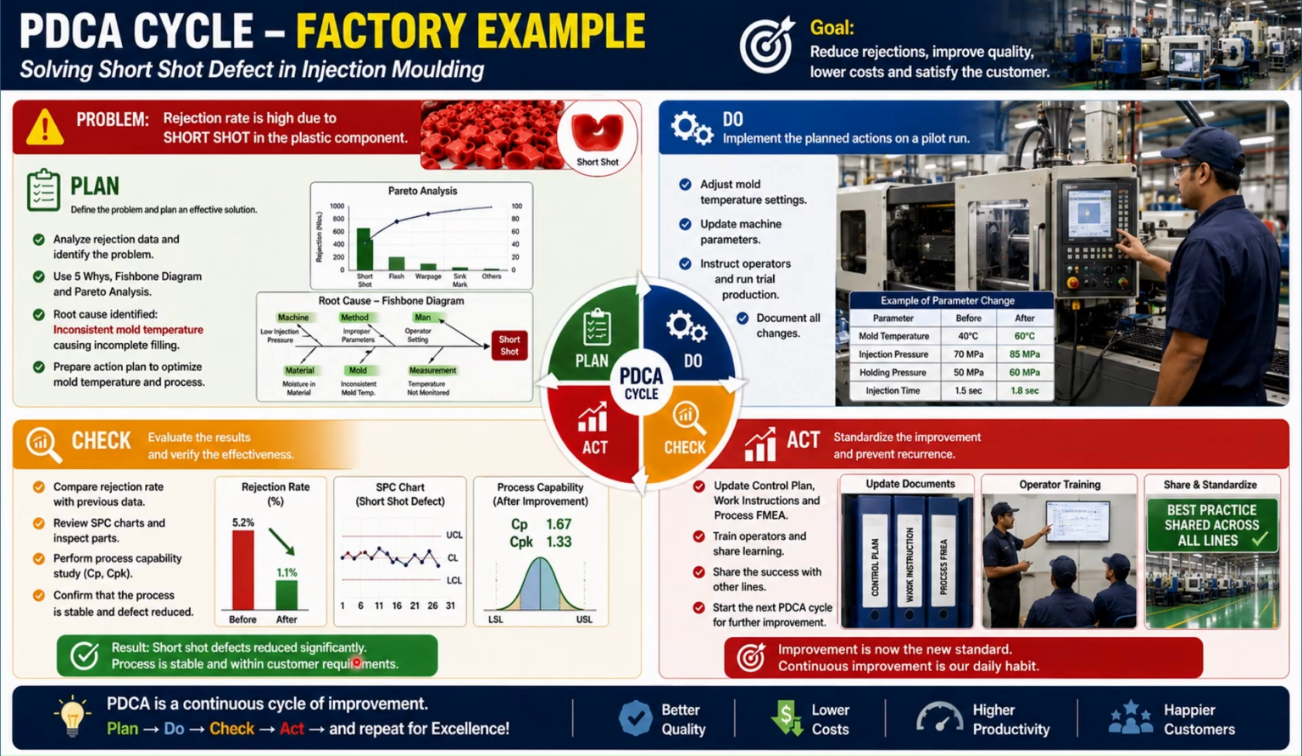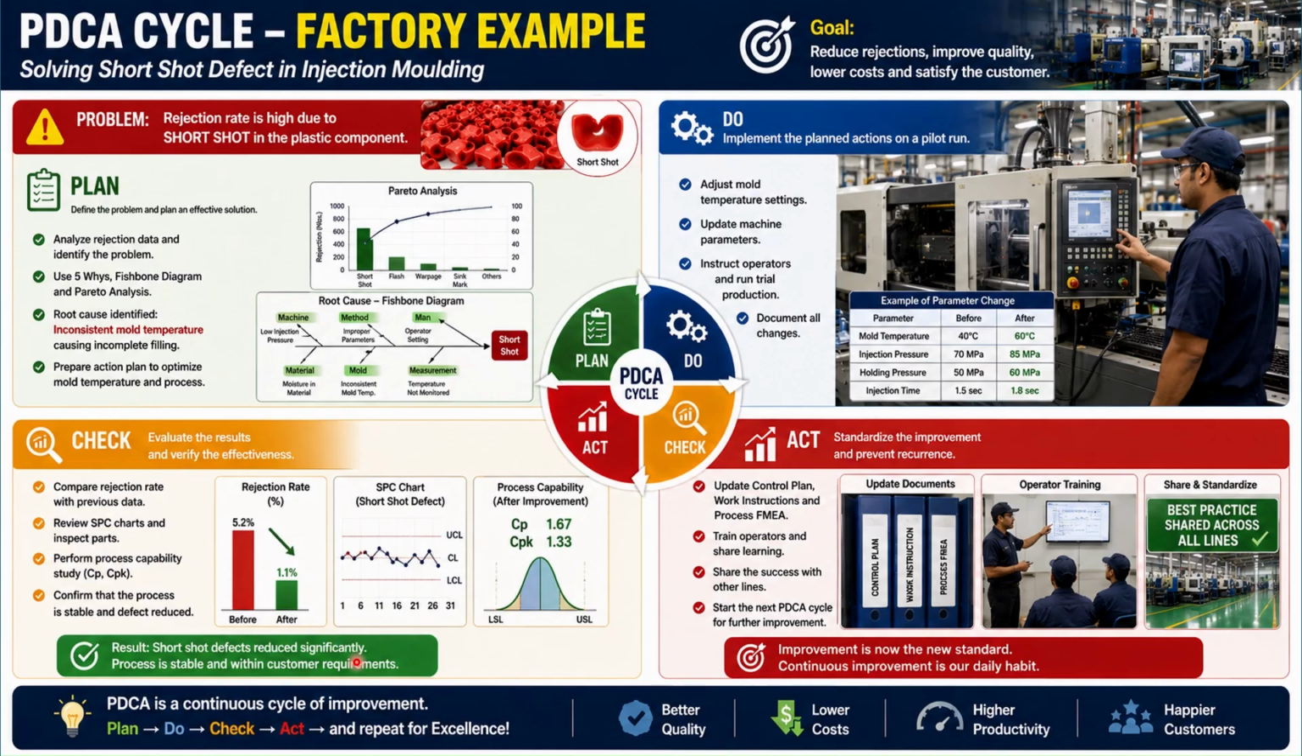During the plan phase, the quality and production teams first define the problem. They analyze rejection data, review production records, and identify where and when the defects are occurring. The team performs root cause analysis using tools such as the 5 whys, fishbone diagram, and Pareto analysis. After the investigation, they discover that inconsistent mold temperature is causing incomplete filling, which leads to short shot defects. Based on this finding, the team prepares an action plan to optimize mold temperature and improve process consistency.